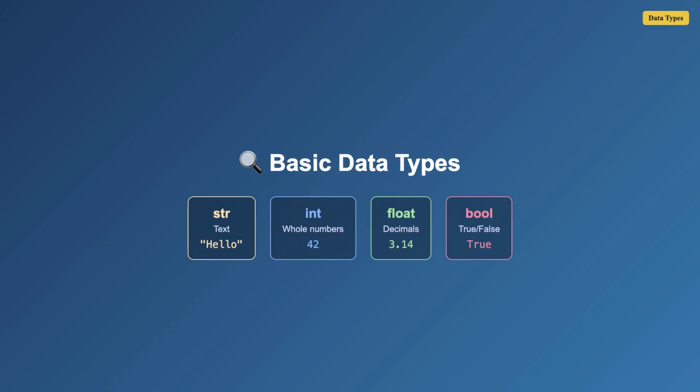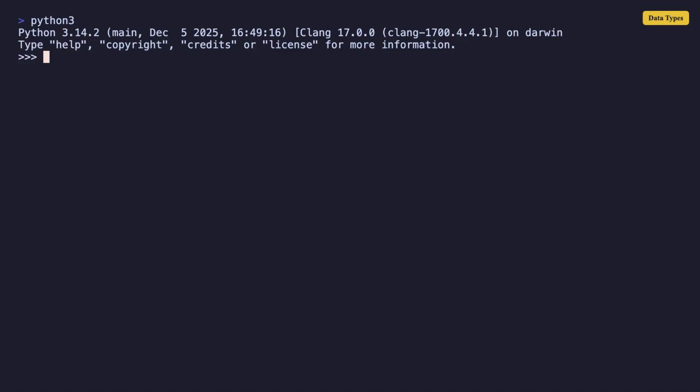Python has several basic data types. Strings hold text, integers hold whole numbers, floats hold decimal numbers, and booleans hold true or false. Use the type function to check any variable type.